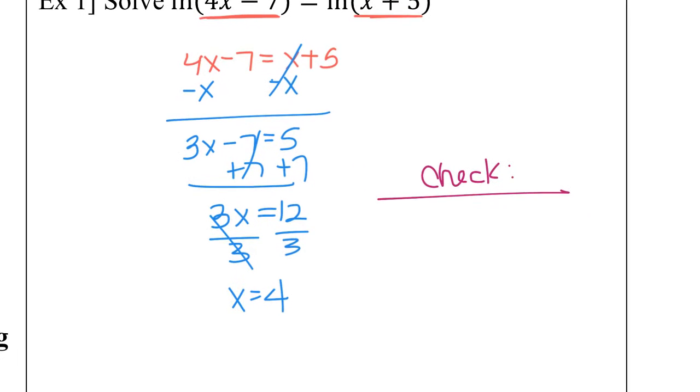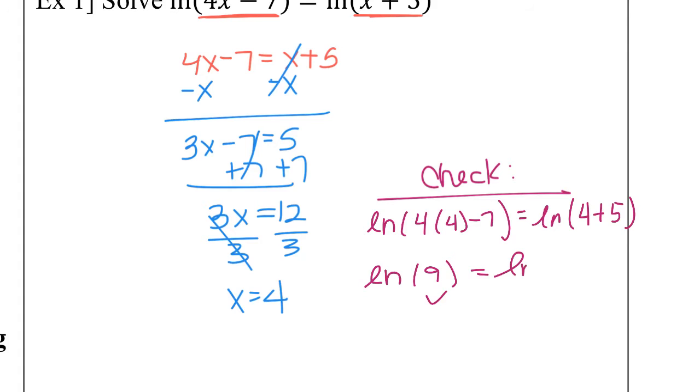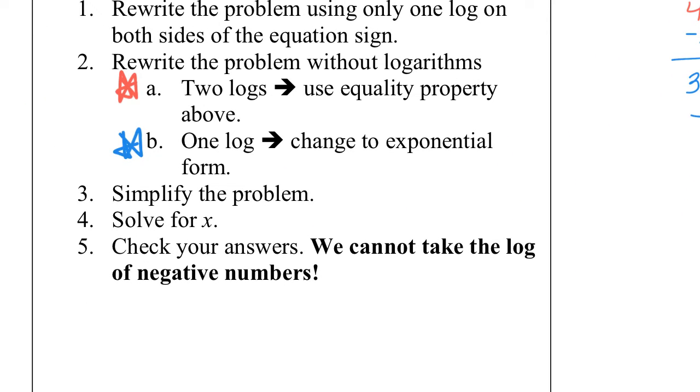So we're going to substitute in 4 where x is. So natural log of 4 times 4 minus 7 equals natural log of 4 plus 5, and make sure I don't have any negatives inside the logarithms. On the left, 4 times 4 makes 16, and 16 minus 7 makes 9, so that's a positive number, so that's good. And on the right, 4 plus 5 also makes 9, that one's positive as well. So since both arguments are positive, yes, x equals 4 is in fact the solution. You always have to check, because you cannot take logs of negative numbers. The arguments have to be greater than 0.